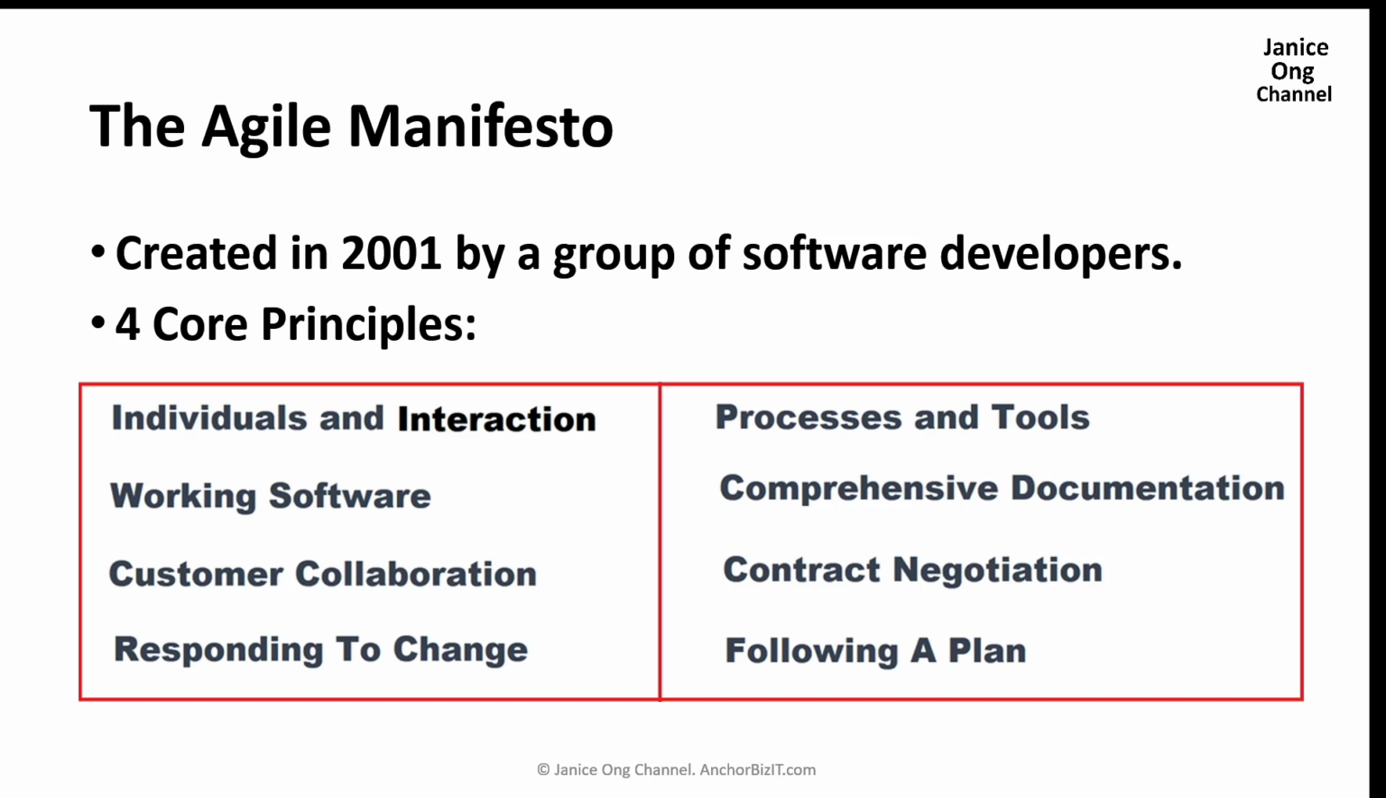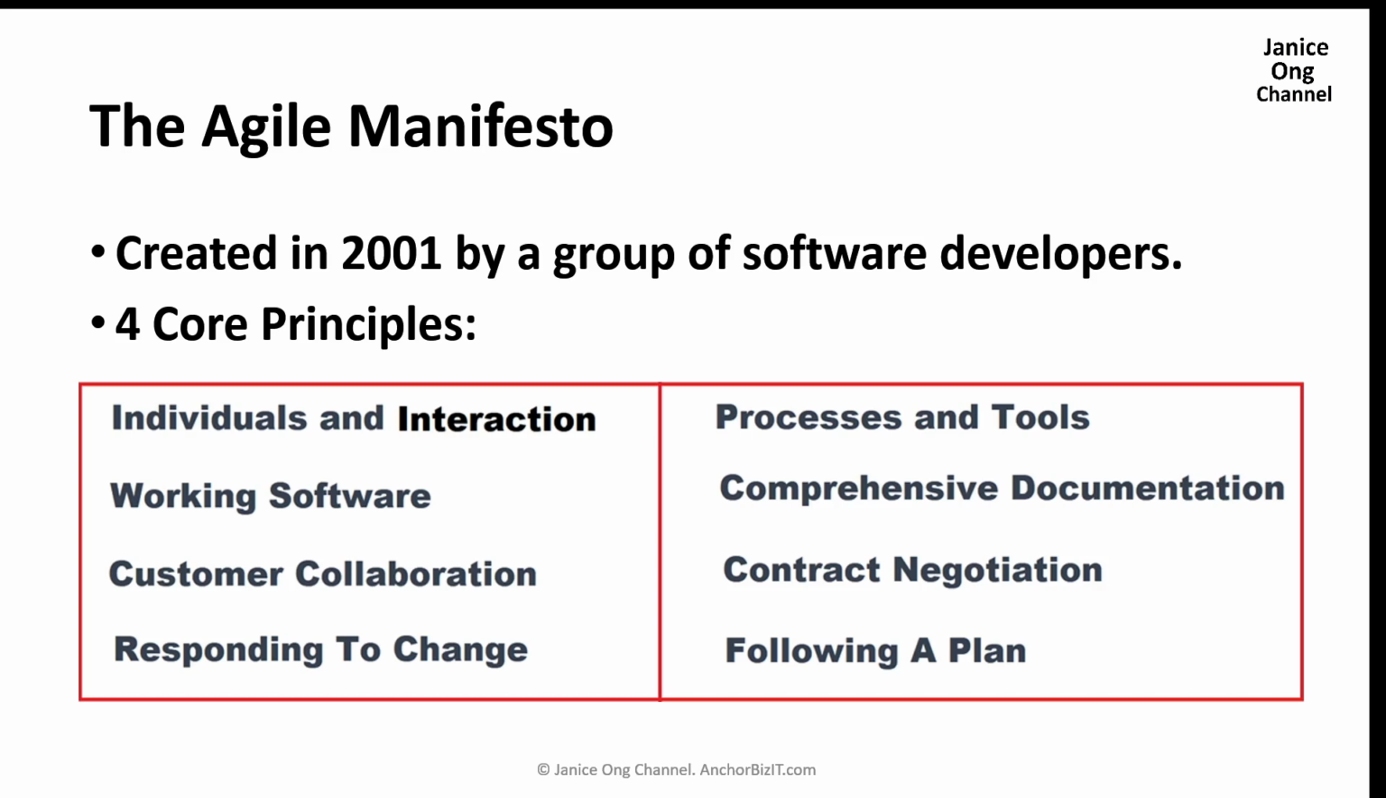Agile places a strong emphasis on communication and collaboration among team members rather than relying solely on rigid processes and tools. Number 2, working software over comprehensive documentation.